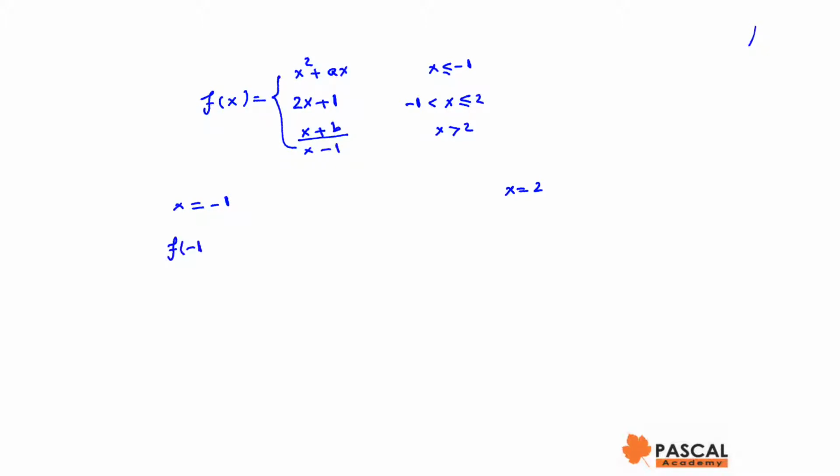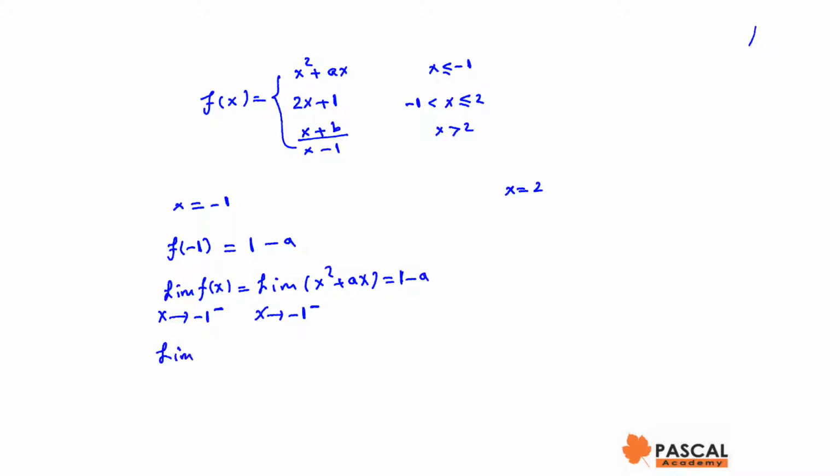f(-1): when x is -1, f(x) is x² + ax, which is (-1)² + a times -1. The limit of f(x) as x approaches -1 from the left side is the same as the limit of x² + ax as x approaches -1 from the left side, which is 1 − a. And the limit of f(x) as x approaches -1 from the right side is the limit of 2x + 1 as x approaches -1 from the right side, and it is -1.